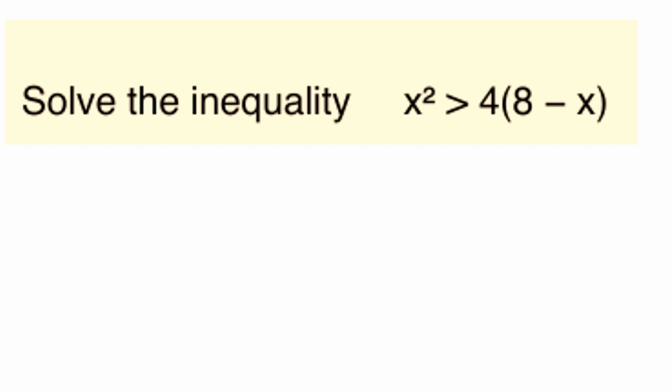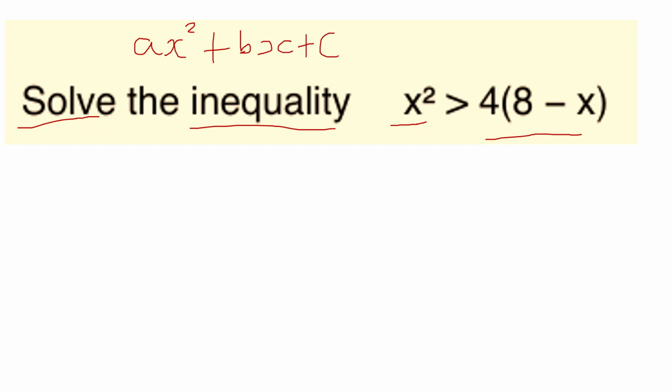GCSE Maths, higher tier, and even AS level maths. Solving a quadratic inequality in this video lesson. So to solve the inequality, x squared is greater than 4(8 - x). Step one: make the quadratic in the format of ax² + bx + c less than or greater than 0.